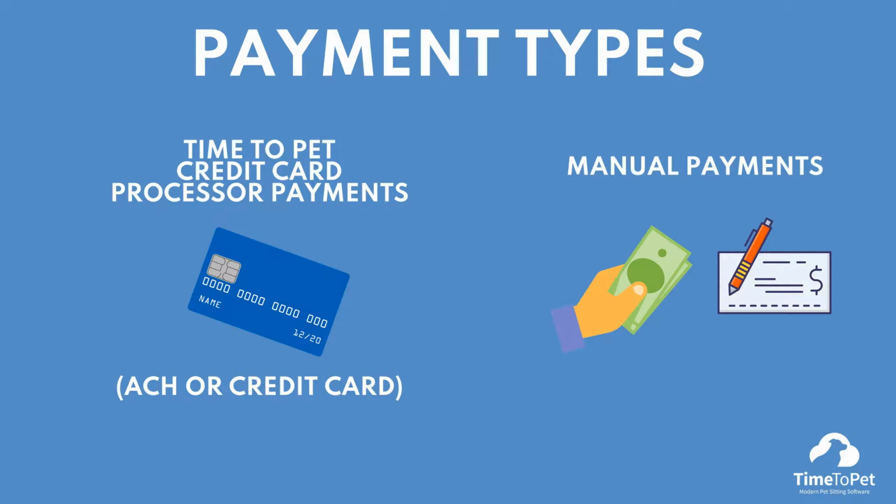Manual payments are payments added to an invoice that were received outside of Time to Pet. Some examples of manual payments are cash, check, or perhaps you use an outside form of payment processing. These payments must be manually added to an invoice, otherwise the system won't realize a payment was made. We always like to remind our customers to make sure they leave a note with the manual payment so it's easier to reconcile in the future, such as cash payment or check number 235.